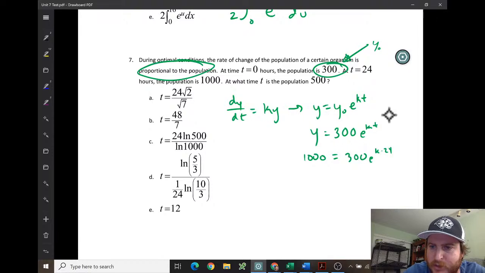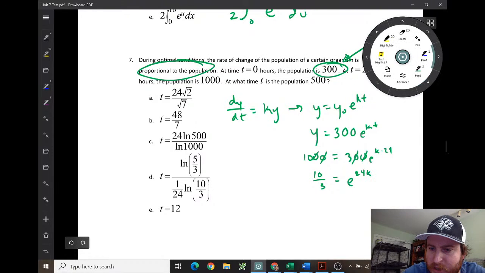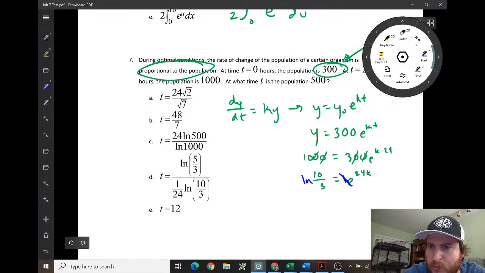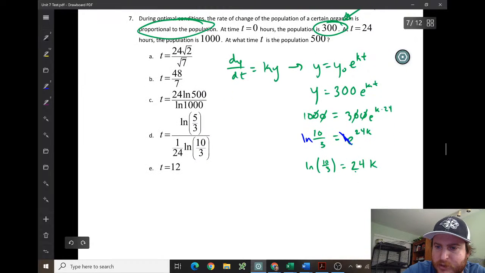So I'm going to divide both sides by 300, and we get 10/3, right? Those cancel. So 10/3 equals e to the 24k. Now I'm trying to isolate for k, so I'm going to take the ln of both sides. And we get the ln of 10/3 is equal to 24k. Now I'll divide both sides by 24.